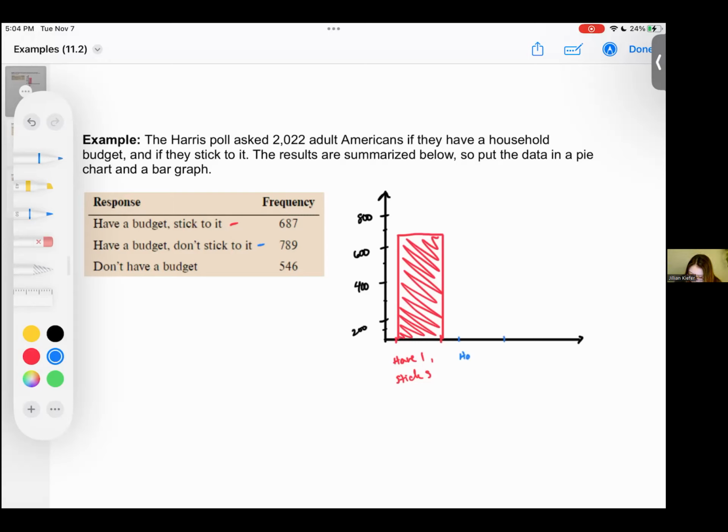So this is have a budget, doesn't stick. And this is 789. So it's just shy of 800. So this one is going to be taller in this case, just shy of 800. There we go. And same thing, we're going to color this one in too.